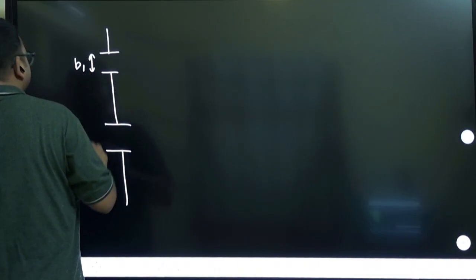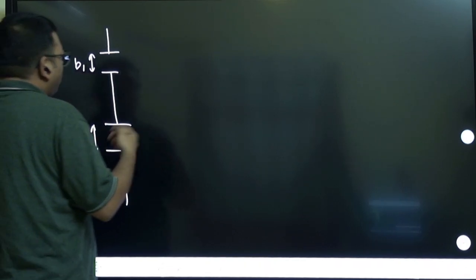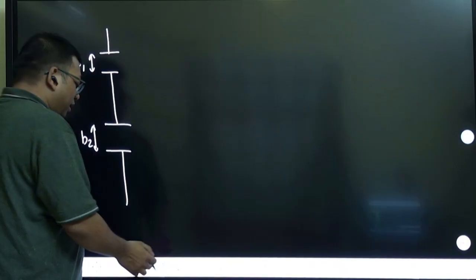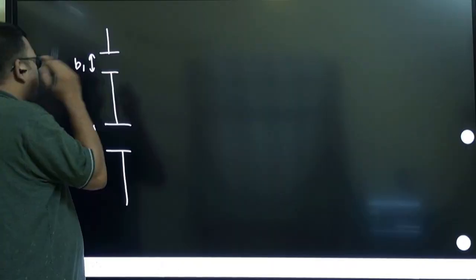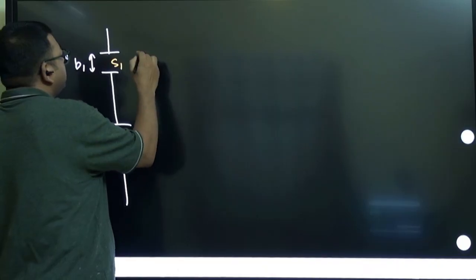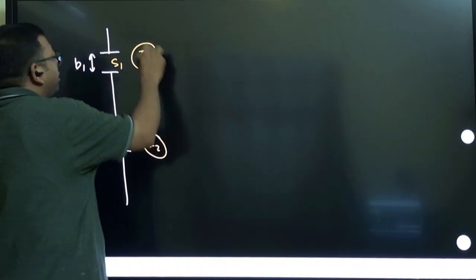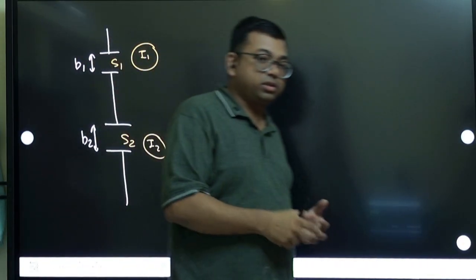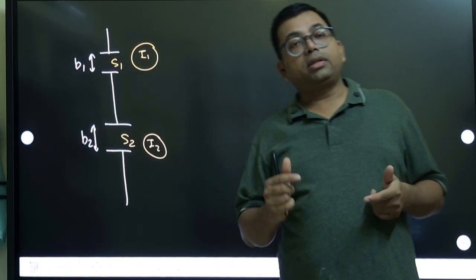let us say this width is B1 and this width is B2. So how do B1, B2 affect the intensity of the slits? Because this slit is S1 and this slit is S2. So the intensity which it is emitting is I1 and this intensity is I2. These I1, I2 are the intensities of the sources. So if you change the slit width, it affects the intensities.